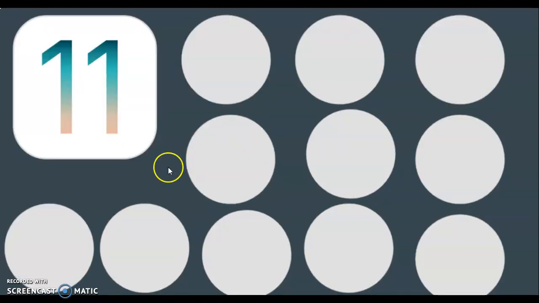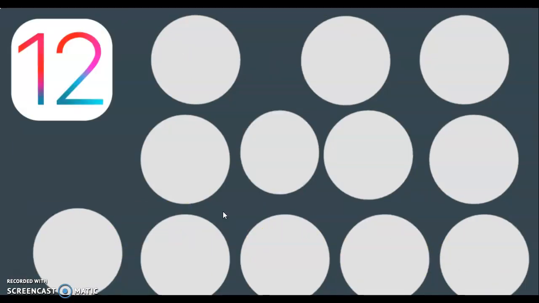So after 10 comes 11. We have 1, 2, 3, 4, 5, 6, 7, 8, 9, 10, 11 circles. After 11 is the number 12. So we have 1, 2, 3, 4, 5, 6, 7, 8, 9, 10, 11, 12. And if we're not sure, we can always go back and count again. We can count this way. We can go 1, 2, 3, 4, 5, 6, 7, 8, 9, 10, 11, 12.